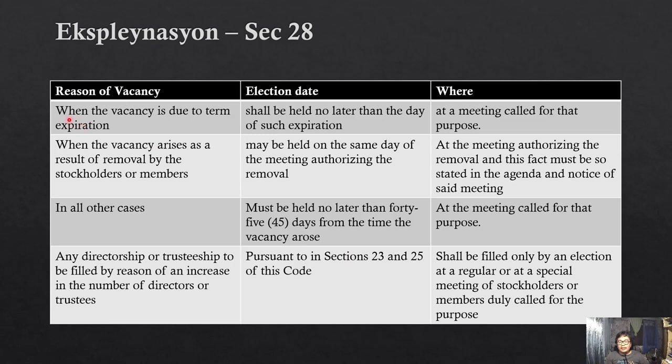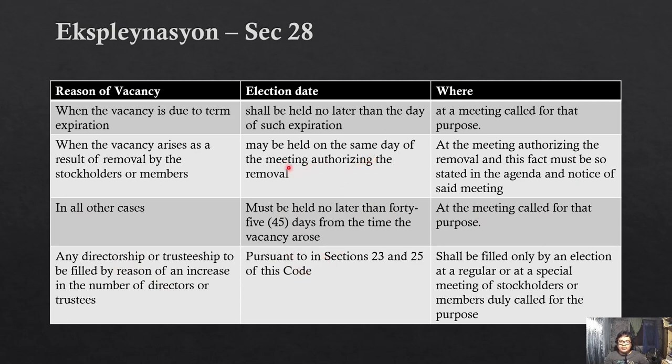Ito, pang summary. When the vacancy is due to term expiration, natapos yung term, it shall be held no later than the day of such expiration at a meeting called for that purpose. When the vacancy arises as a result of removal by stockholders or members, it may be held in the same meeting authorized. In all other cases, 45 days.